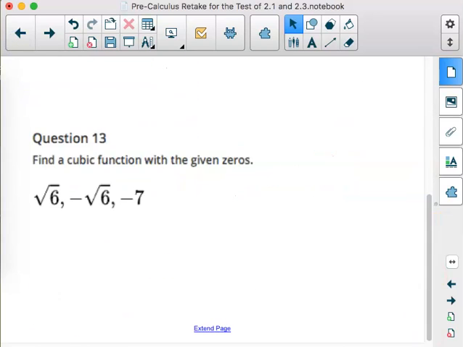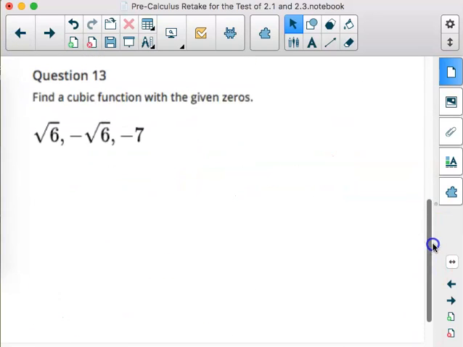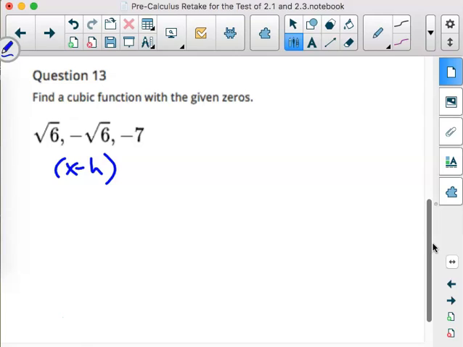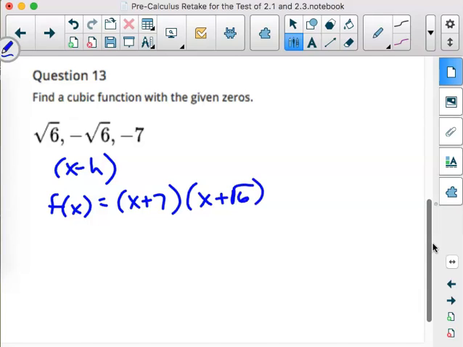There we go. Find a cubic function with the given zeros. So you have to remember that all of these have come from an x minus h, x minus k, x minus a factor. And it did say a cubic function, so you want to use function notation. And I'm going to put the x plus 7 first. X minus a negative 7 would be x plus 7. And then x plus the square root of 6 and x minus the square root of 6.